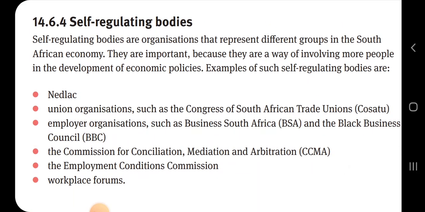Now, self-regulating bodies. Self-regulating bodies are organizations that represent different groups in the South African economy. They're important because they are a way of involving more people in the development of economic policies. Examples of such self-regulating bodies are NEDLAC, union organizations such as the Congress of South African Trade Unions, employer organizations such as Business South Africa and the Black Business Council, the Commission for Conciliation, Mediation and Arbitration, the Employment Conditions Commission, and the Workplace Forum.